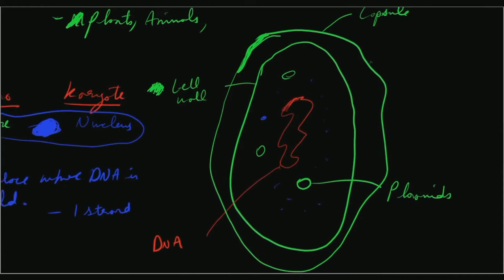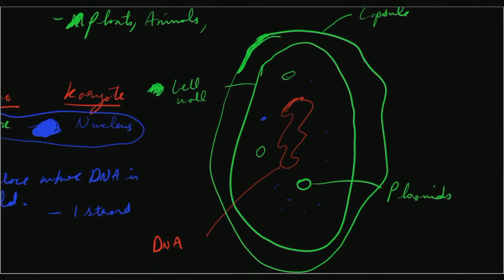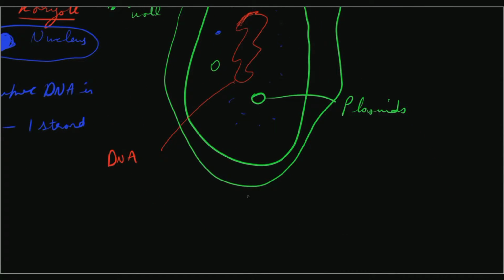And so what the capsule and the cell wall really do is they just protect the cell from damage, or are used to absorb things or hold on to things and stuff like that. And you can find better pictures than this. This is just a crude drawing of what a prokaryote looks like.